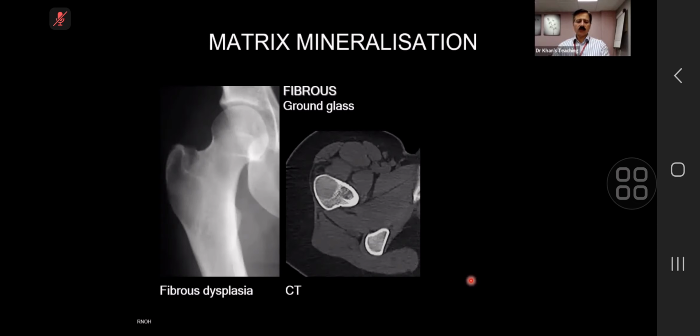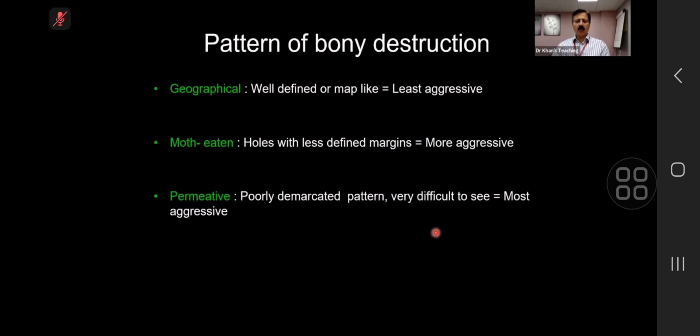And you already know, we have covered it, that fibrous dysplasia can have ground glass matrix, but please remember that fibrous dysplasia, according to the stage of the disease, might be lytic, might be, like this, or might be sclerotic.